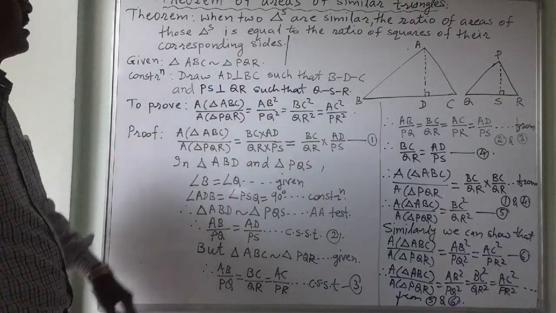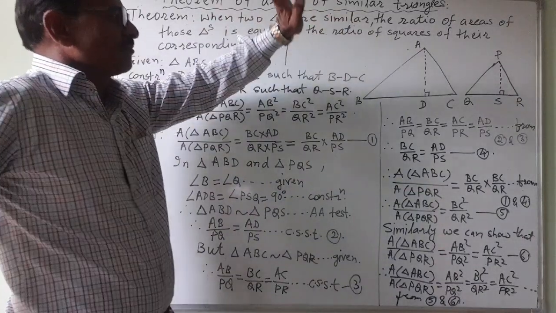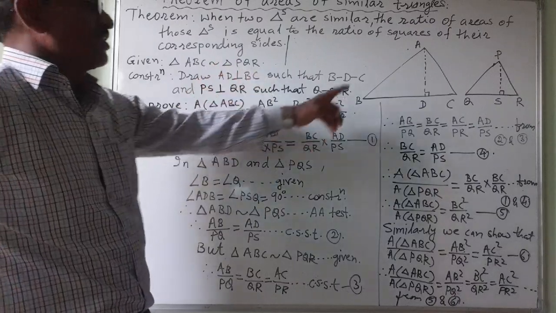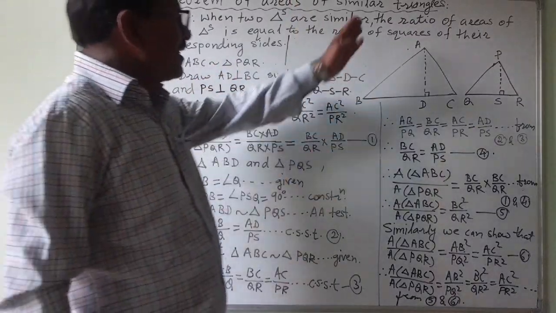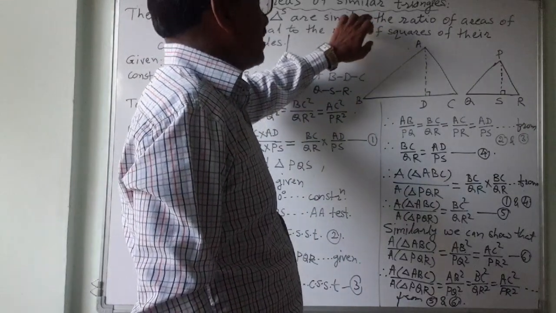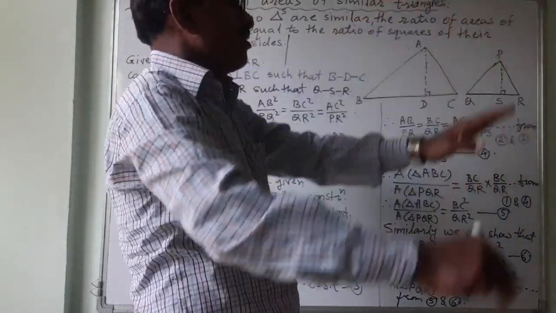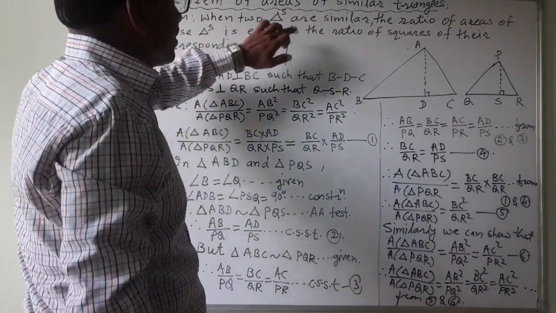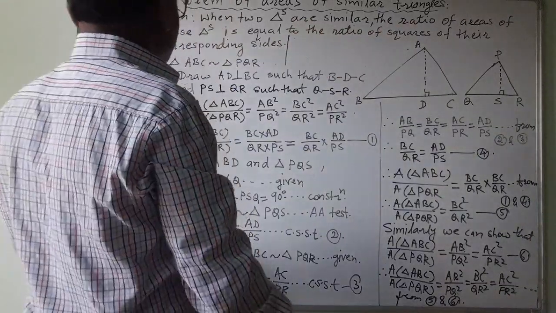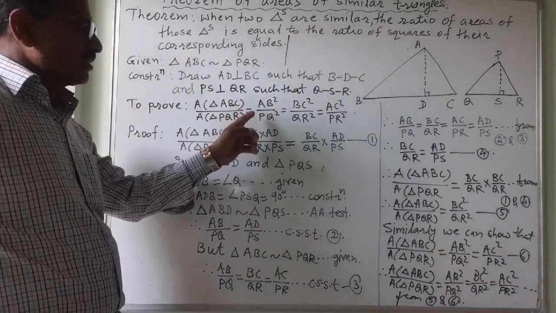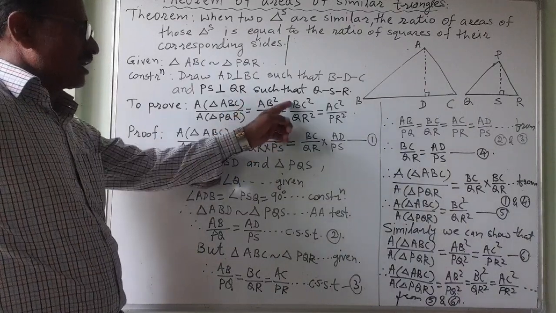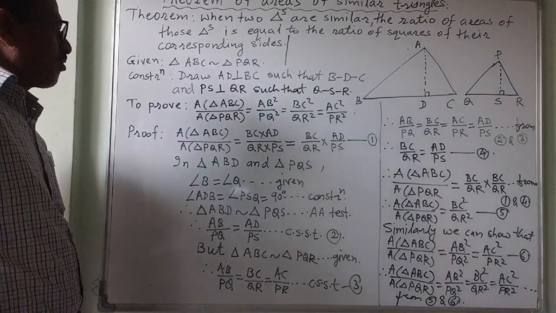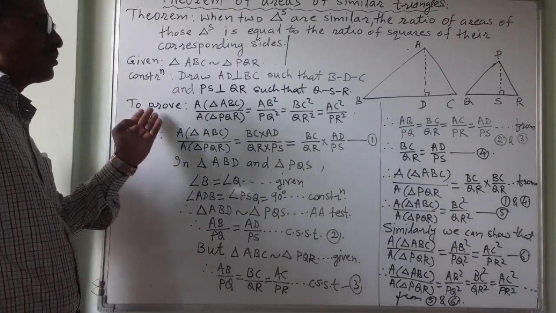So what is given? When two triangles are similar, that is, triangle ABC and triangle PQR are similar. Then, this comma means then, and that part we have to prove. Then the ratio of the areas of those triangles is equal to the ratio of the squares of their corresponding sides. Take the squares, take the ratio. So this theorem is very important. So this is to prove.